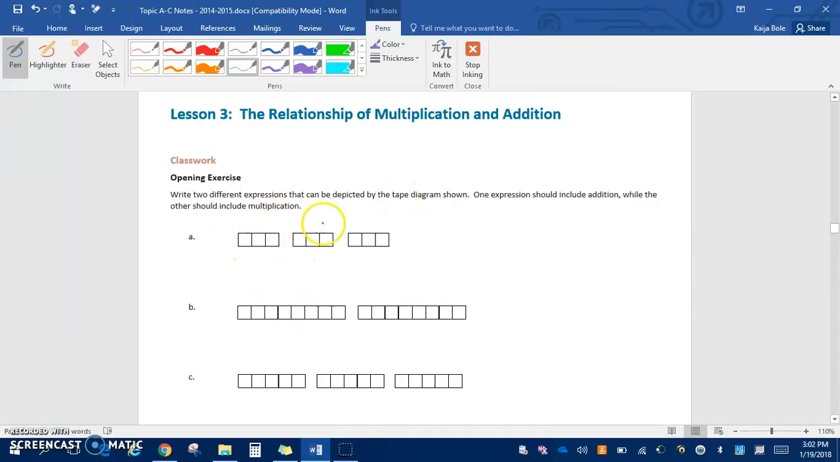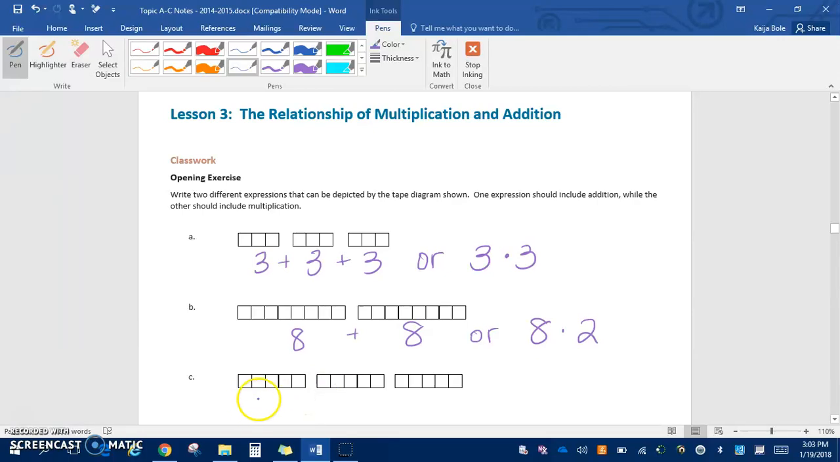So looking here, we have 3 boxes, and I think that we can all see that this would be 3 plus 3 plus 3. But if we think about it in multiplication terms, this could be 3 times 3, right? If we look at example B here, we have 8 boxes, so this would be 8 plus 8, or in multiplication, this would be 8 two times, which would be 8 times 2.